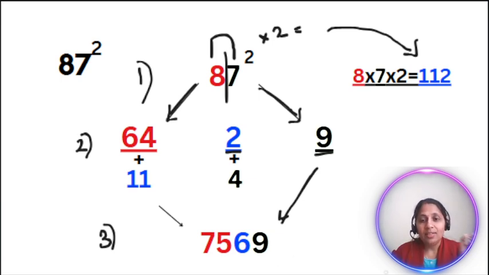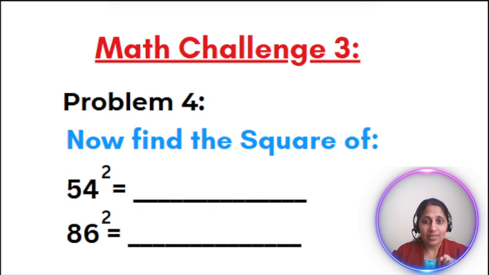Right? Now it's time for you to practice. Find the squares of the 2-digit numbers 54 and 86. Pause the video here. Try to solve these 2 problems in 10 seconds. If you are done, great job.